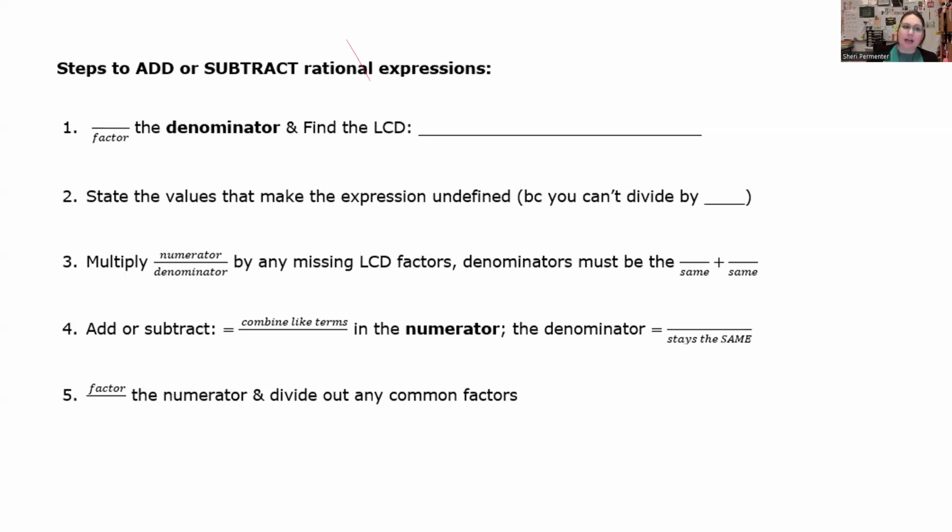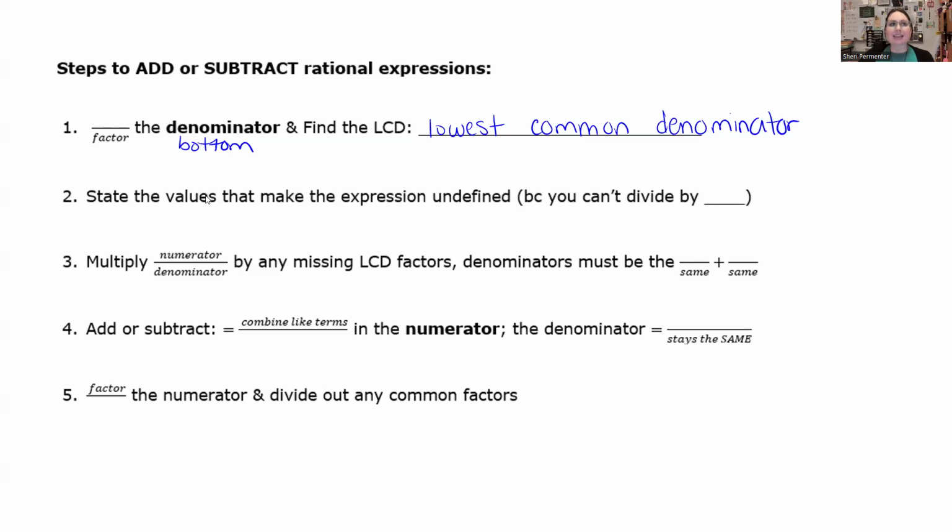So the first step is to factor the denominator. The denominator is the bottom. And you need to find the LCD. The LCD stands for lowest common denominator. And you guys learned how to do that when you first learned how to add and subtract fractions. Those same skills are going to apply today when we add and subtract fractions.